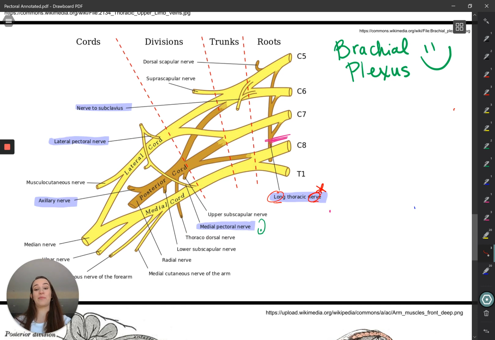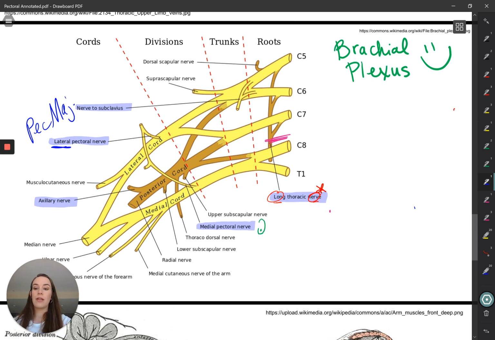I don't know why this picture has them connected here. They're not connected, but this is still a good picture. Ultimately, you can guess that these are going to the pectoral muscles, right? So the only difference is having to remember what innervates what muscle. So let's write it out. We have our lateral pectoral is going to hit just pec major. So pec major is going to be lateral pectoral nerve.